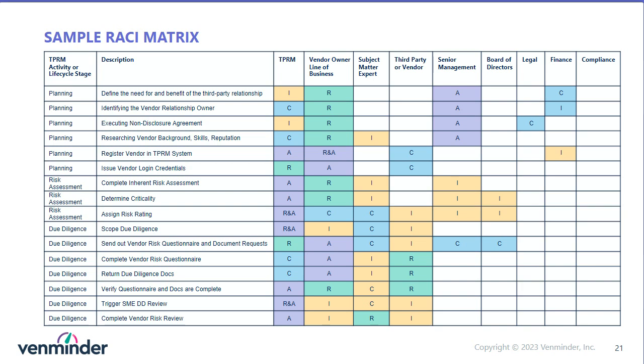Now, if we take the first line, for example, this is during the planning phase, and it's defining the need and benefit of that third-party relationship. Well, third-party risk management doesn't really have a horse in that race. They just need to know that it's happened, and it's the role of the vendor owner to complete that work. Their senior management needs to ensure that that gets done, and in this case, they might be consulting finance because maybe there's a business case that needs to be reviewed or some budget constraints or whatever. Now, you can follow this through. It's very simple to use.